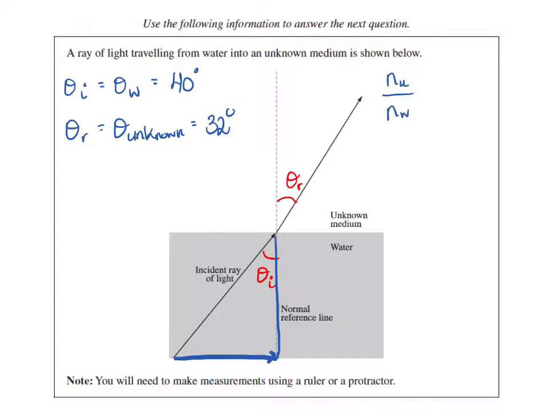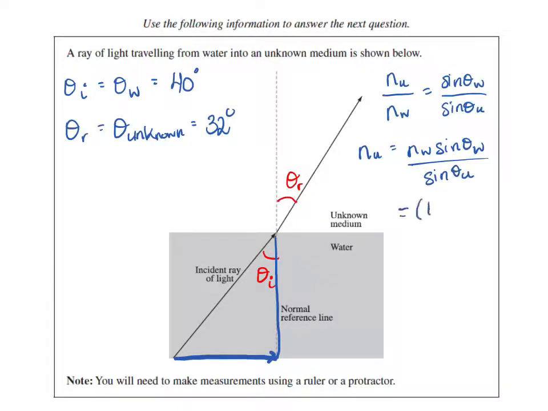Index of refraction of the unknown substance divided by the index of refraction of water. That's what we know should equal, remember, the indices of refraction are the only ones that are ever switched, the angle in water on top and the angle in the unknown substance on the bottom. So I'm looking for the index of refraction of the unknown substance. Index of refraction of water times sine of theta in water divided by sine of theta in the unknown substance is what's going to get me that.